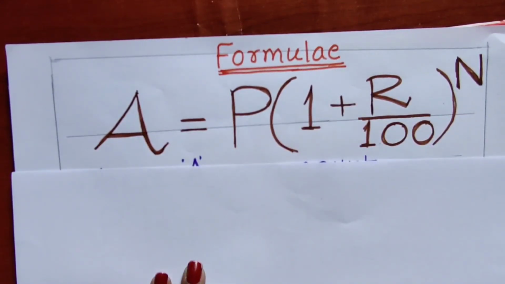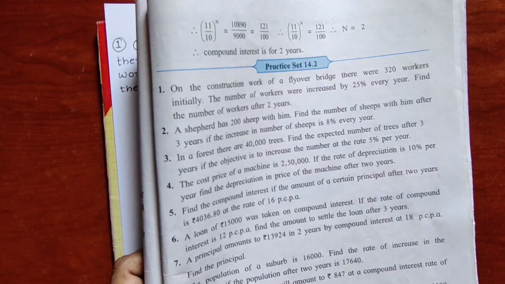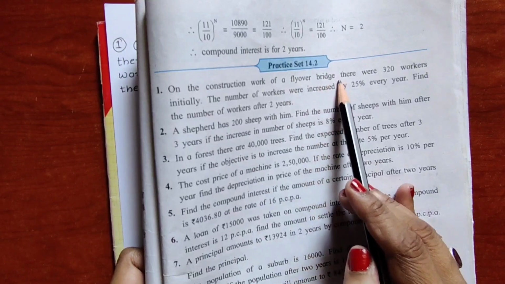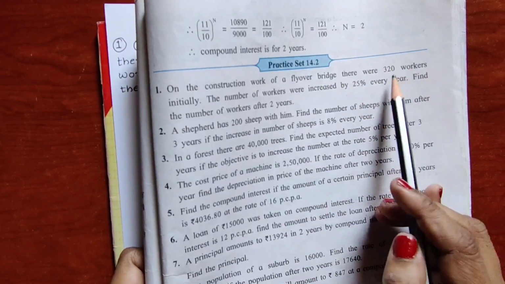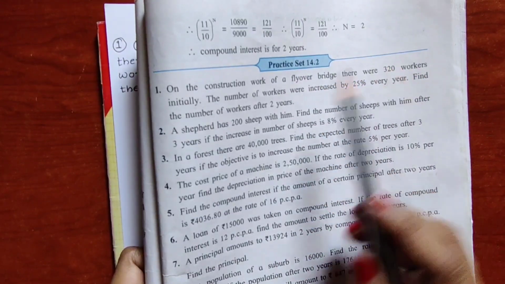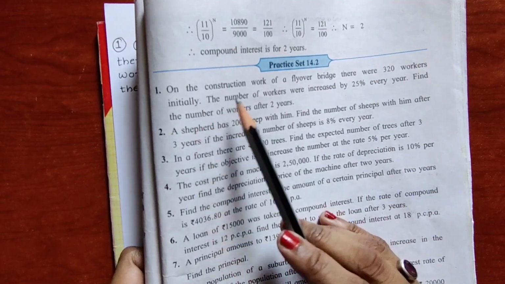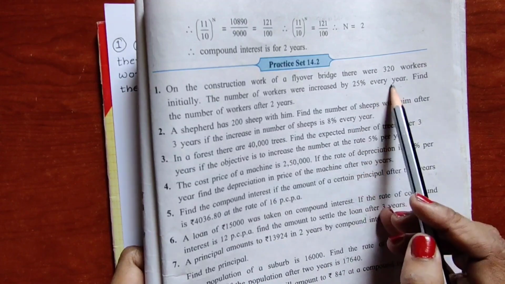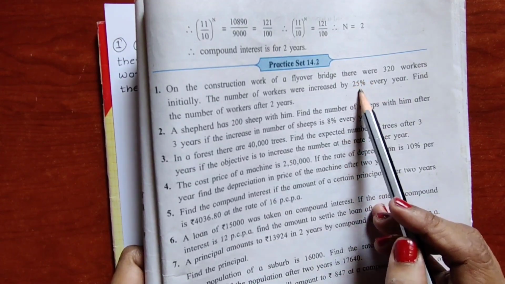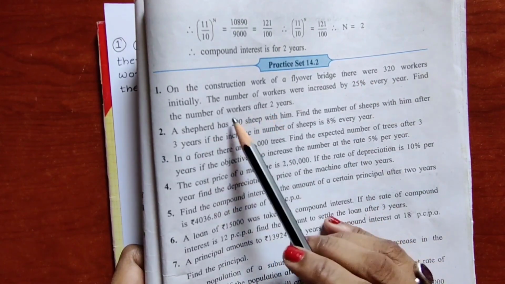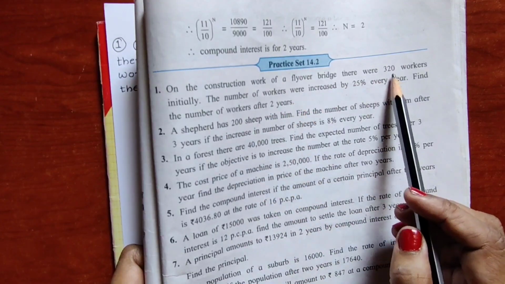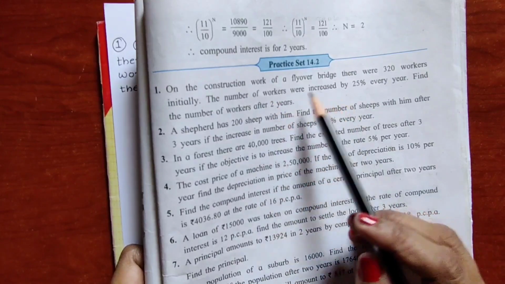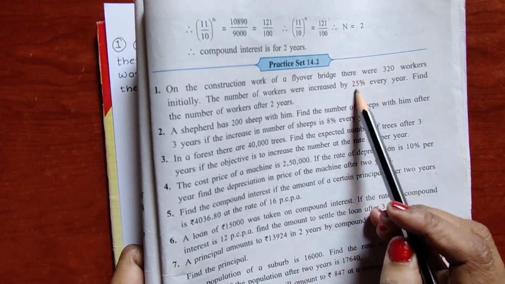So question number 1 is: on a construction work of a flyover bridge, there were 320 workers. So in the beginning, there were 320 workers initially. Initial means in the beginning. The number of workers was increased by 25% every year. We have to find the number of workers after 2 years, if the number of workers is increased by 25% every year.